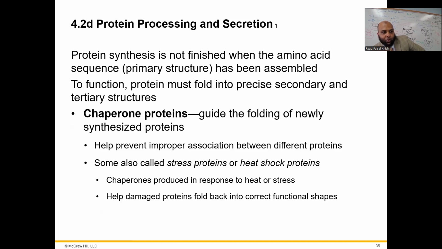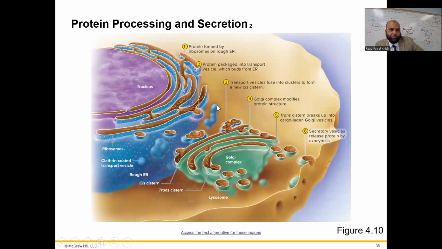Some are also called stress proteins or heat shock proteins, chaperones produced in response to heat or stress. They help damaged proteins fold back into the correct functional shapes.